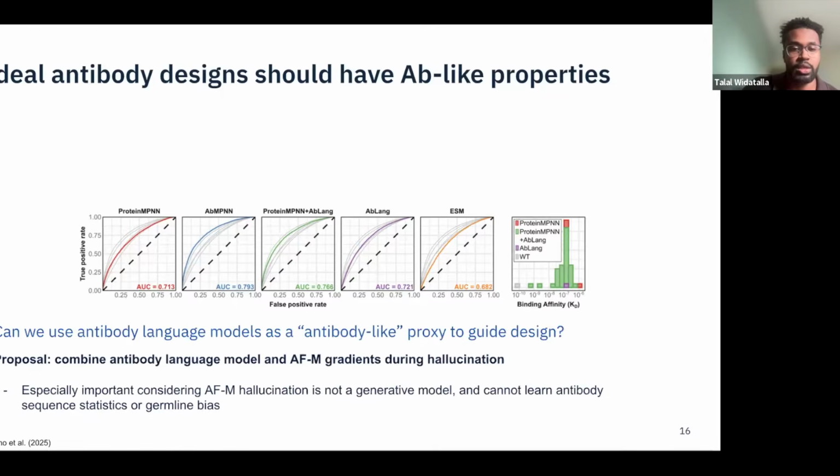Next slide, Claudia. So then this begs the question, can we use antibody language models as sort of our antibody-like proxy to guide design? And as Hannes was mentioning earlier, also getting generations that are high likelihood under some generative model and not only biasing towards an AlphaFold multimer hallucination.